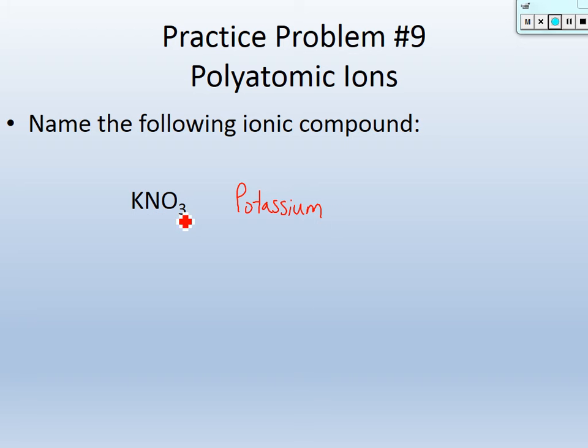Now, we know that this is polyatomic because there's nitrogen and there's oxygen. So there's more than one atom. It's on the polyatomic ion chart that I gave you. Which one is NO3? Okay, NO3 is nitrate. So the name of this compound is potassium nitrate.